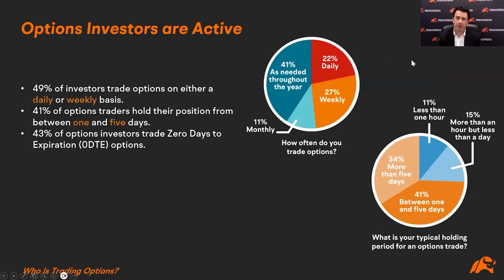One of the other insights that we drew from the survey: we found that options investors are active. Almost half of our investors are trading on either a daily or a weekly basis, and 41% are holding their position between 1 and 5 days, and 43% of options investors are trading 0 days to expiration options. Those are options that expire that particular day. Can you tell us a little bit more, Vince, about the trend towards short-dated options trading?